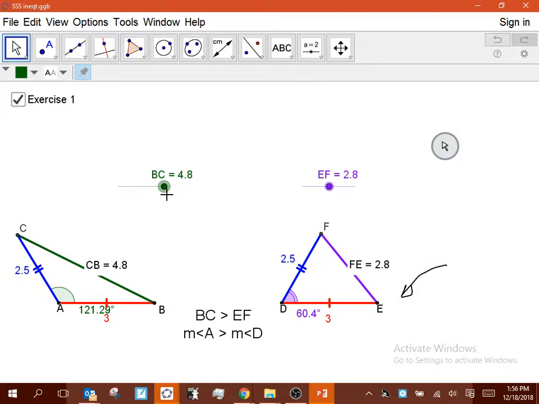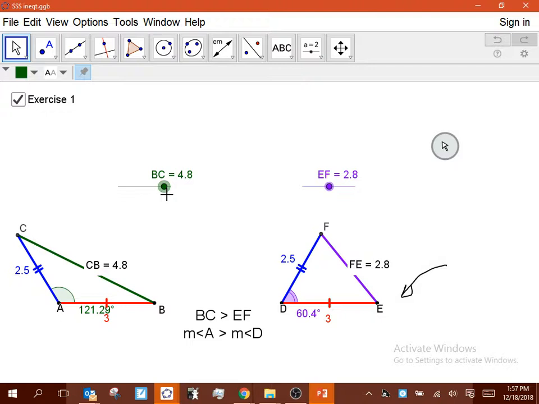So look opposite those sides and find the angles. Find the green angle, angle A, and find the purple angle, angle D. They need to be in the same relationship that the segments were. So 4.8 is bigger than 2.8, so angle A is bigger than angle D. That make sense? And I just got to auto-fill in the measurements. You see that the green angle is 121.29, and that the purple one is 60.4. Obviously, those are different, right? Okay.